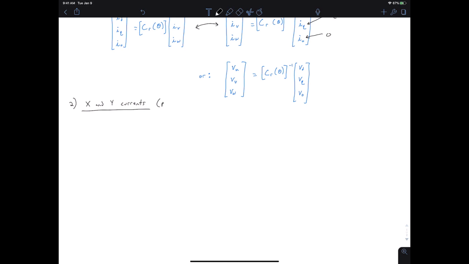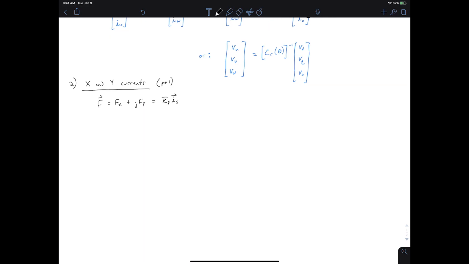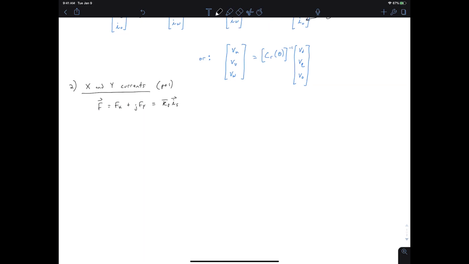And we'll start with a P+1 motor. So from our previous video, we had this result, where our force, we cast it into the real imaginary plane as being Fx plus j times Fy, and that was equal to this complex force current gain times our current space vector. And so we can work with this here.